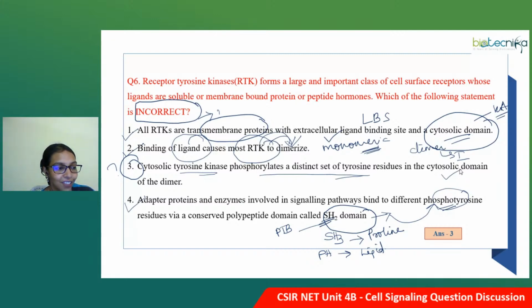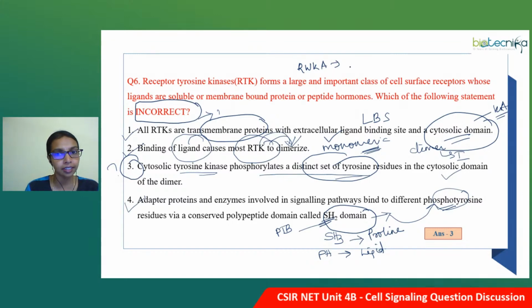Yes, everyone has given the correct answer. What about the explanation part? Because there is nothing as such a distinct set of tyrosine residues. If you go for a receptor without kinase activity, then you can say a distinct set of tyrosine residues.